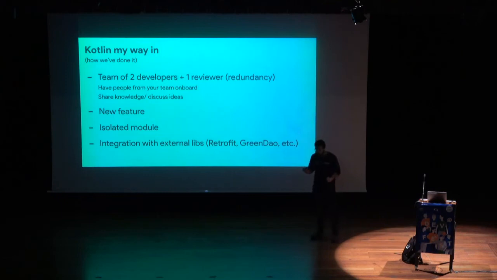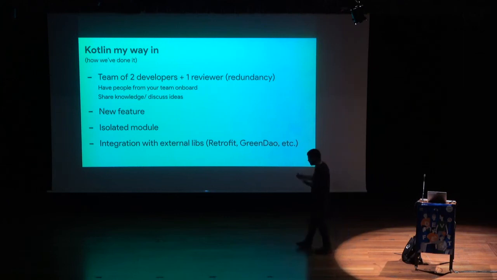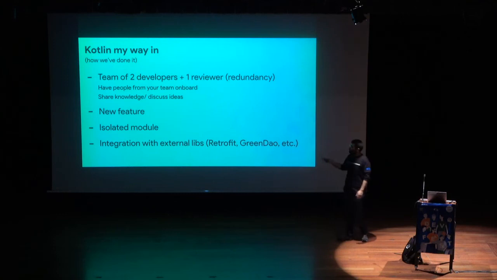So what we did, we decided to start fresh. Instead of changing code already done, we had a new feature, and we decided that feature would be done in Kotlin, only in Kotlin. So we were a team of 2 developers doing that specific feature, and we had a reviewer for redundancy. So if there was any problem or something that one of us didn't agree with, there was a third person who could say, oh no, you're right. No, you are.